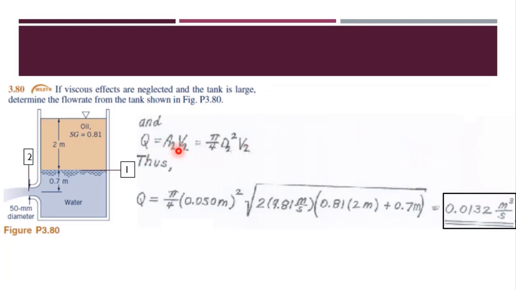We can calculate V2 by putting in the values, and for area A2, we know that at 2 the diameter is 50 mm, so we convert this 50 mm to meters. This is pi by 4 of 0.050 meter square into velocity V2, and this comes out to be 0.0132 meter cube per second.